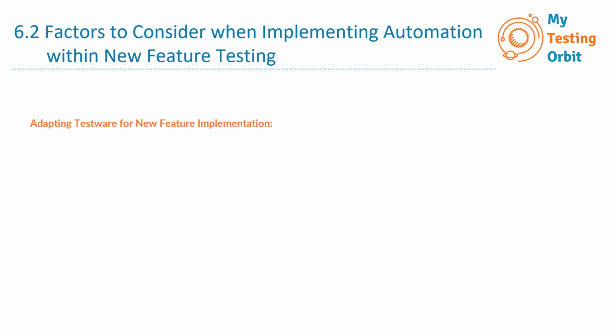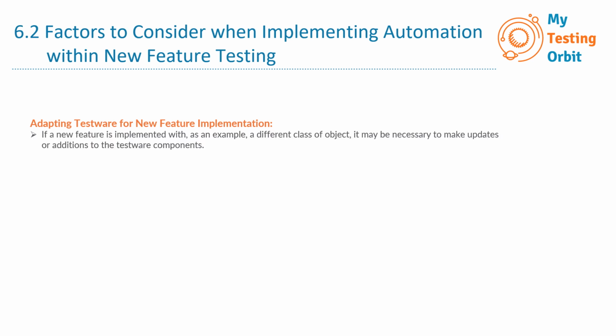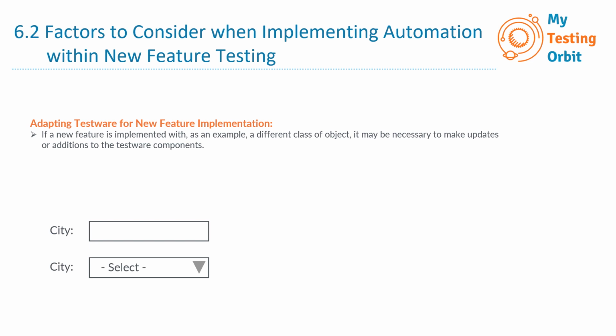Next, we have adapting testware for new feature implementation. Let's say that we have a software application that initially used a simple text field to collect user information like user city. Now a new feature is added that includes a drop-down menu to select the city instead of the text input field. This change involves a different class of object, and to make sure that the feature works correctly, updates or additions to the testware components might be needed.